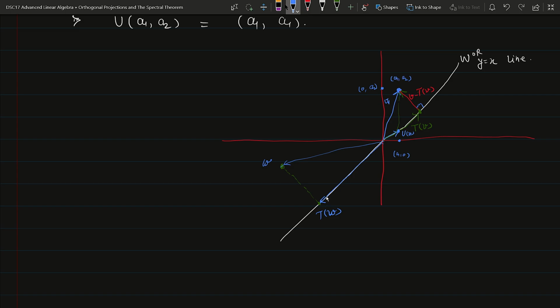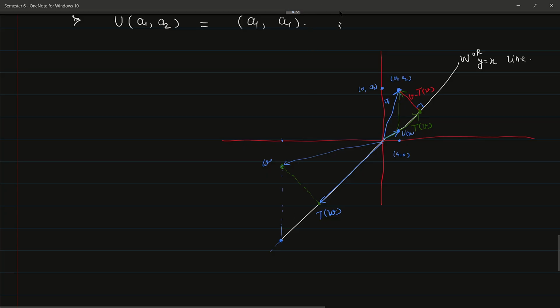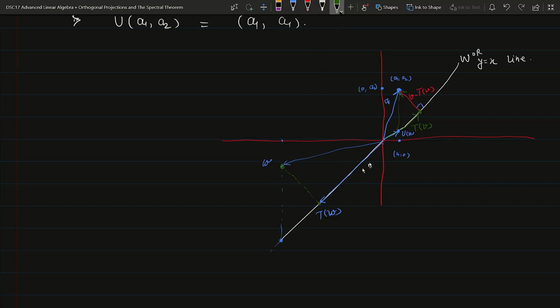Now what about the U image of this? You can see on the x-axis this is our a, and if you draw a line then this will cut at this point. So the U image will be this complete vector till this point. If you add this point to this one, then this green vector is U of w. So this is how you can identify the T and U image of any vector in this R square plane.